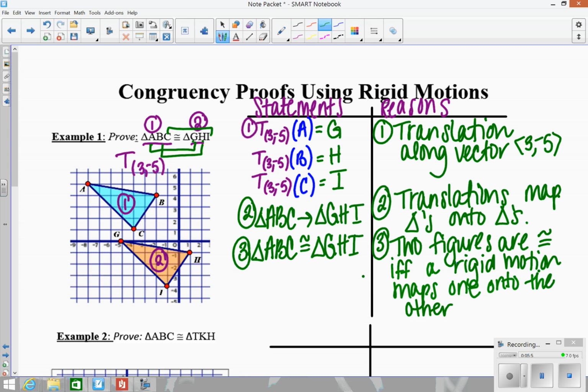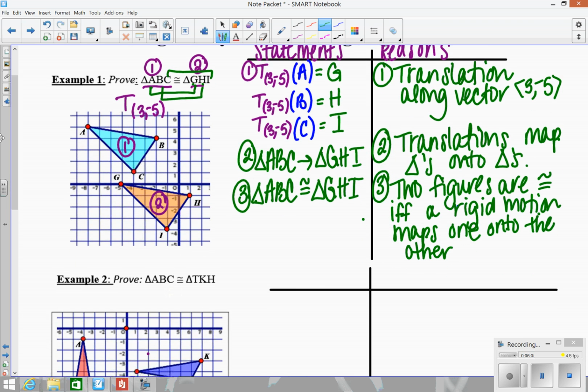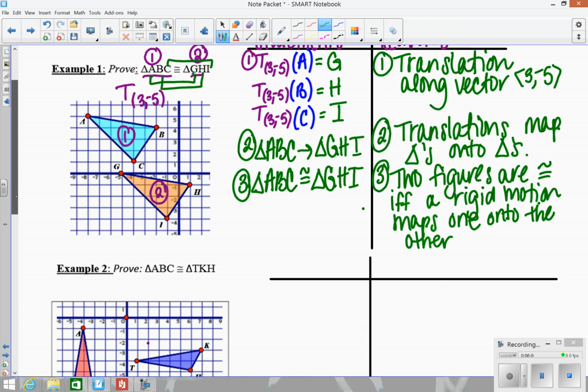So this proof should seem very familiar to the proof that we've done the other day with the parallel lines. So very similar process where you have to show each point, then you show the mapping, then you show that they're congruent. So let's try another one.